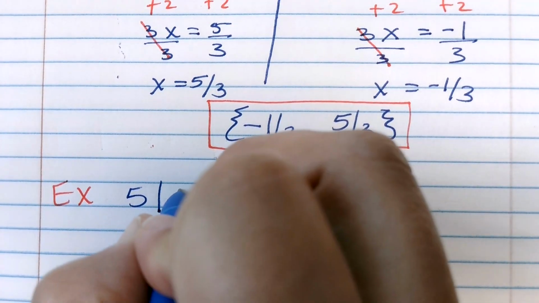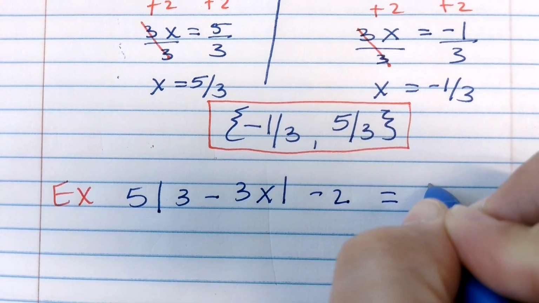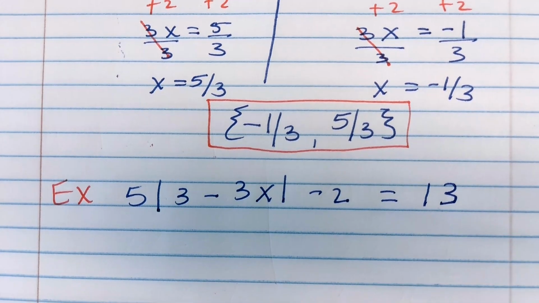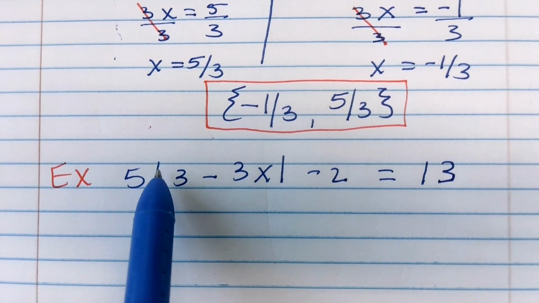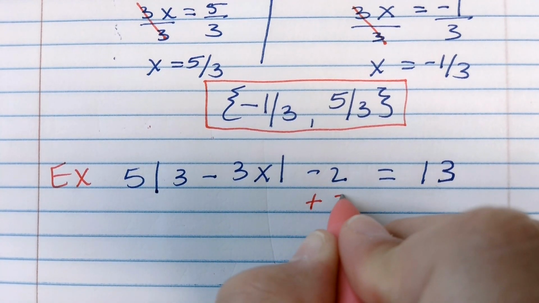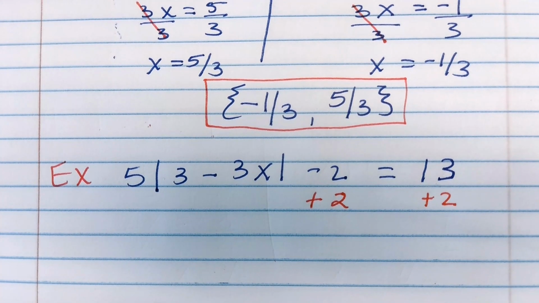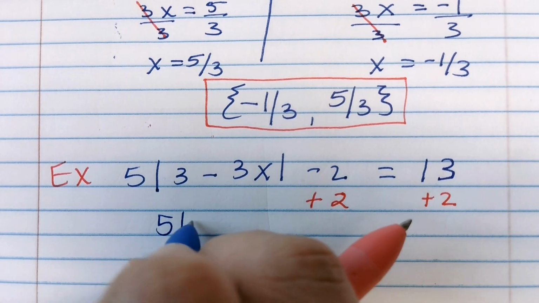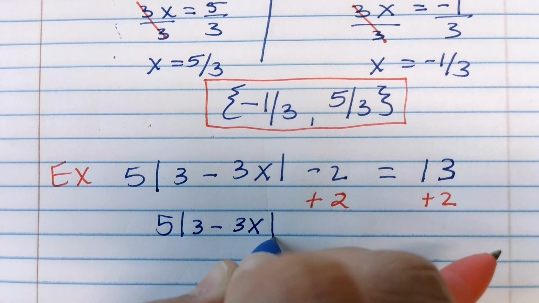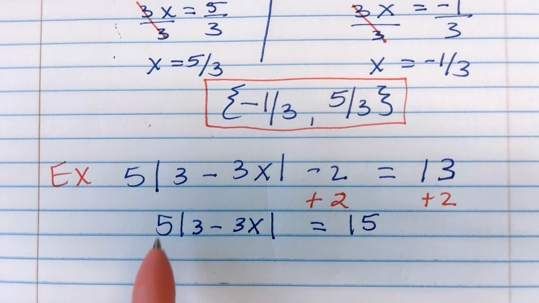So we have 5 times the absolute value of 3 minus 3x, minus 2, is equal to 13. Okay, absolute value bars are here. Again, not isolated. We have to undo this subtraction first. So we're going to use the addition property and add 2 to both sides. So then we have 5 times the absolute value of 3 minus 3x is equal to 15. And then we're still not isolated.